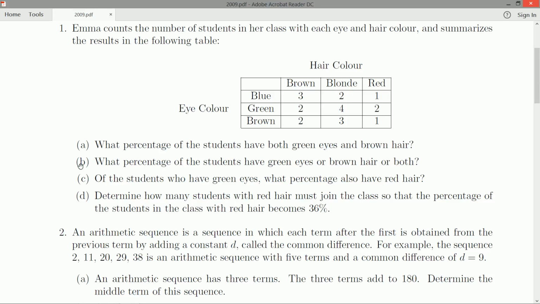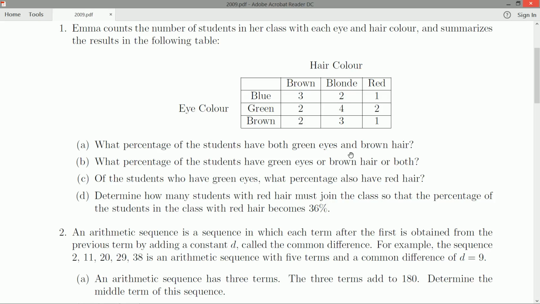We've got 4 parts to this question, and we're going to have to justify, using some explanation, for each one. Question A: what percentage of the students have both green eyes and brown hair? We're going to have to calculate percentages, and now that I've highlighted that, I see we'll be doing a percentage here and a percentage here, so a lot of percentages. It might be a good idea to remember how we calculate a percentage. You turn it into a fraction, the number of things you want out of the total number of things, and you multiply that by 100%.